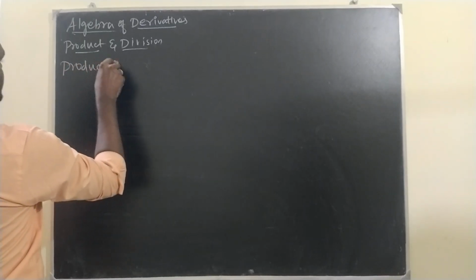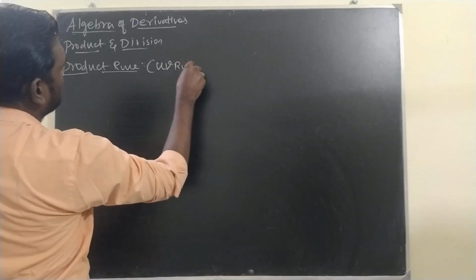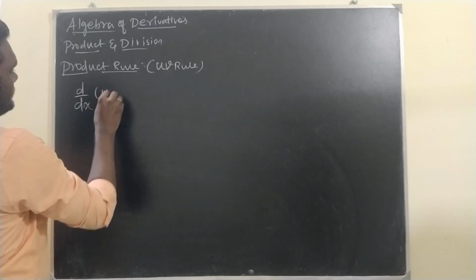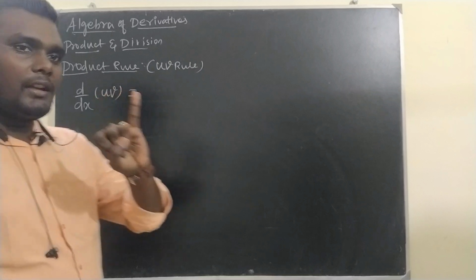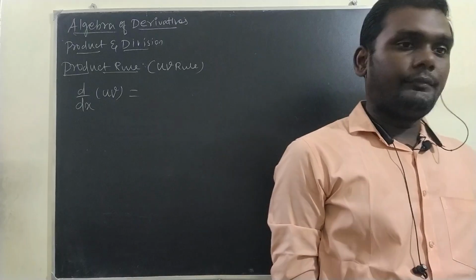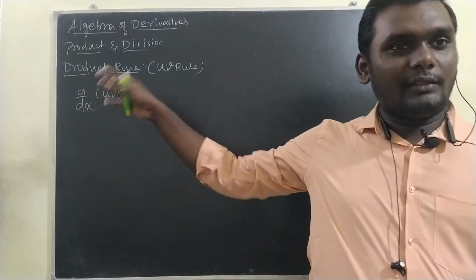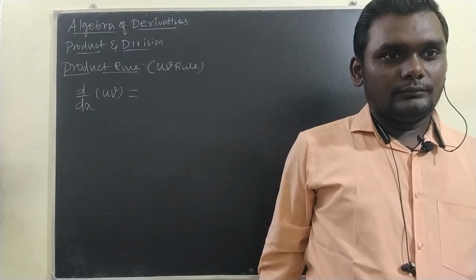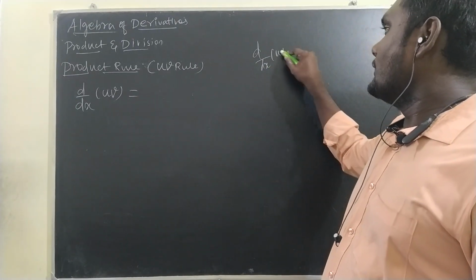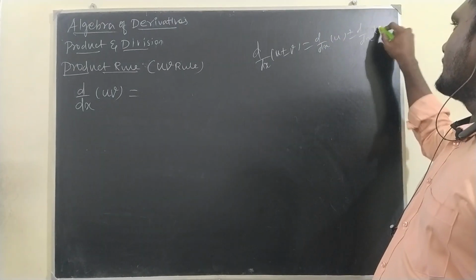The product rule, or someone may say it is the UV rule. So it is d by dx of uv, where u is a function of x, v is a function of x. Remember, we have done u plus v. Can you recall this? Or you want me to write this? d by dx of u plus or minus v is d by dx of u plus or minus d by dx of v. Remember?